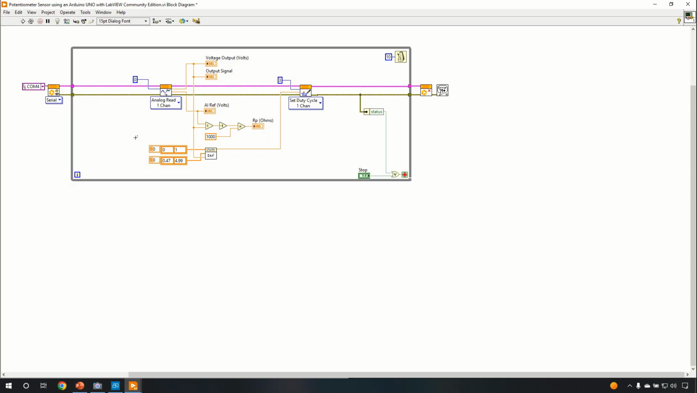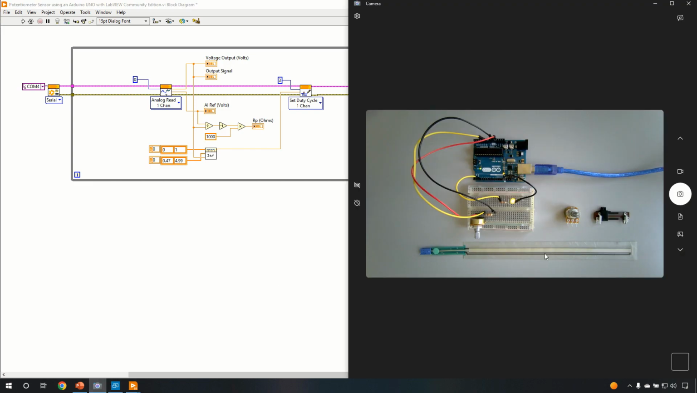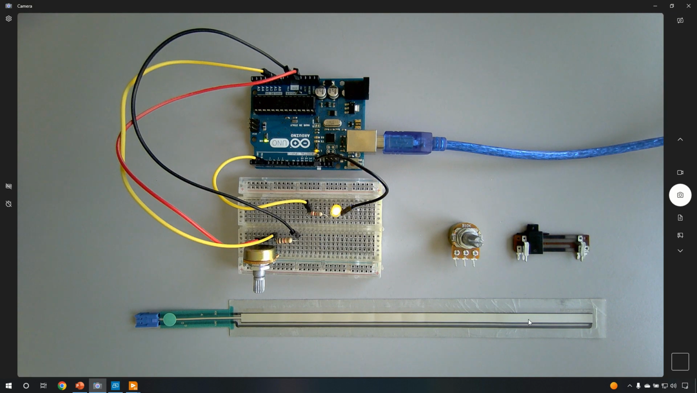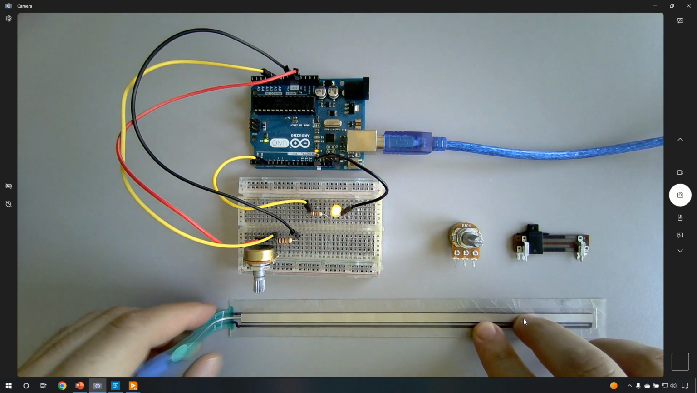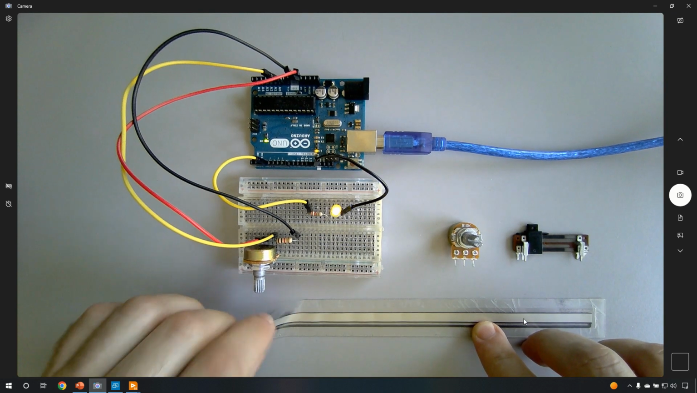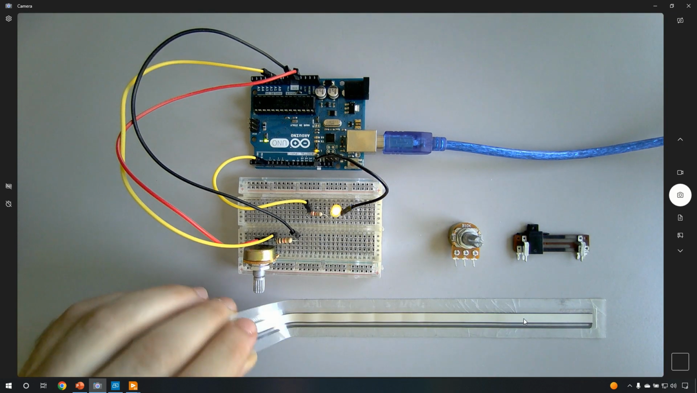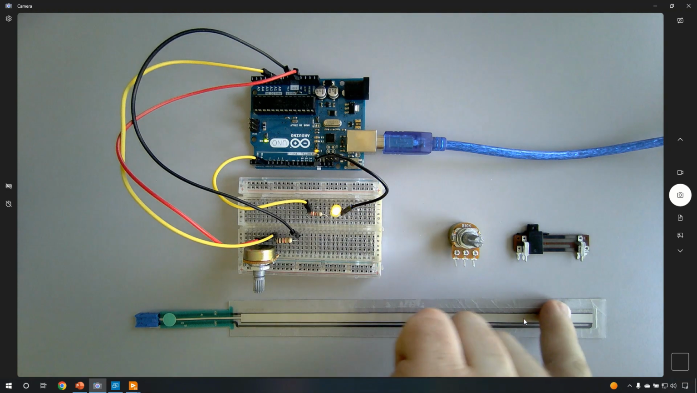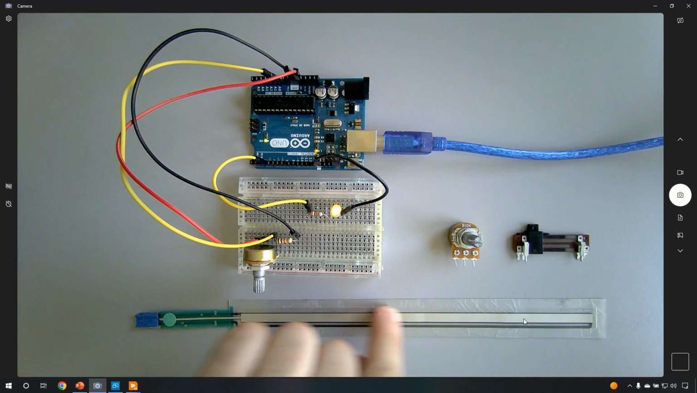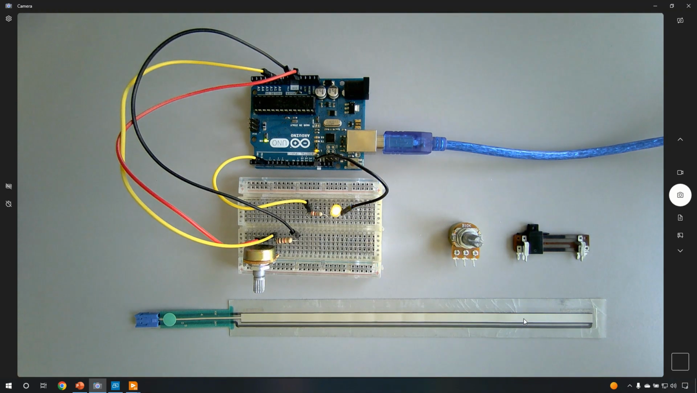And what we are going to do right now is test our linear potentiometer right here. As you can see, we have this flexible linear potentiometer, and we are going to test it. As you can see, it's quite flexible, and this is usually used for precision manufacturing or for control systems. If you want to build a ball and beam control system, you can use this sensor to locate the position of the ball.